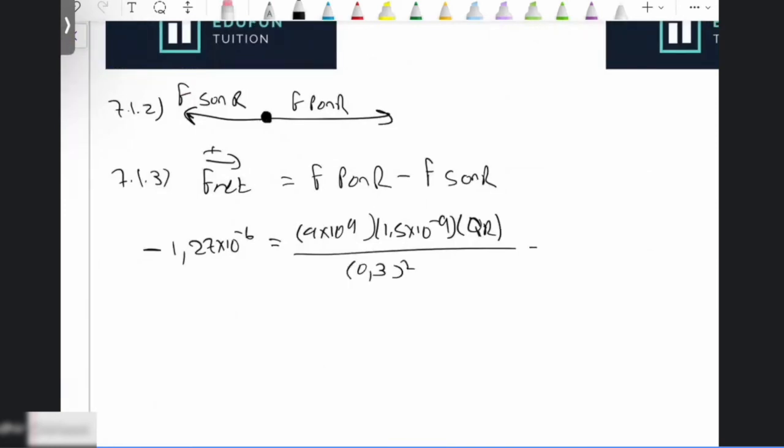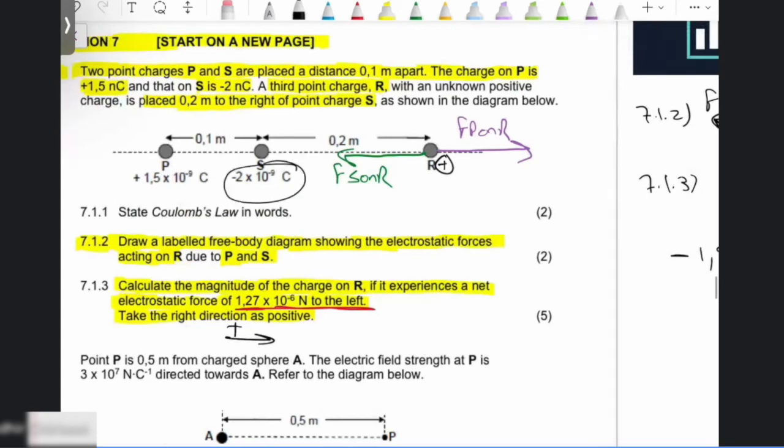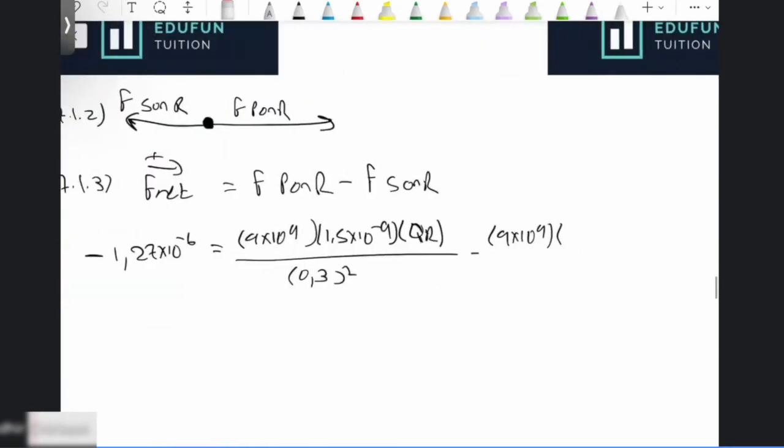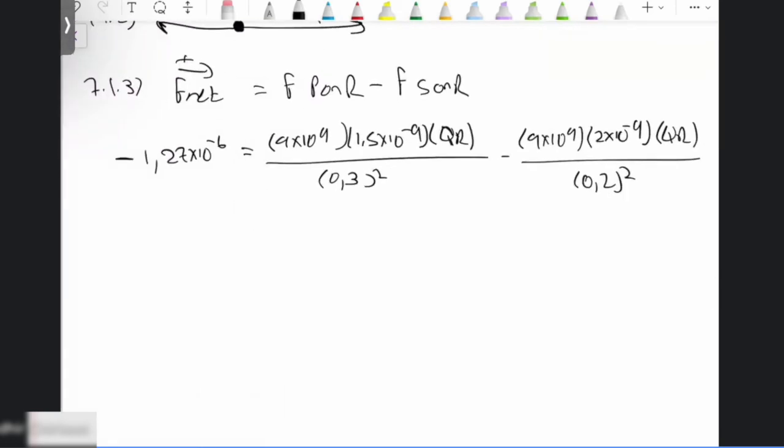Here, it's going to be 9 times 10 to the 9, times the charge of S, 2 times 10 to the minus 9, times charge R, all over a distance of 0.2 squared. Now, for us to solve for this, all we're going to do is take out QR as a common factor, and then this whole question is done. You don't have to put it on top of that.